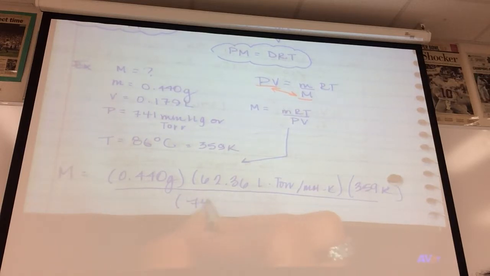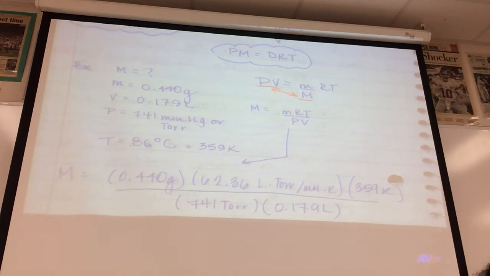Pressure is 741 torr, and the volume is 0.179 liters. The only parentheses you need in your calculator are the ones in red. You don't need all the other ones. I just put them up there because it's easier to read off the screen. It doesn't matter how you plug it in your calculator.